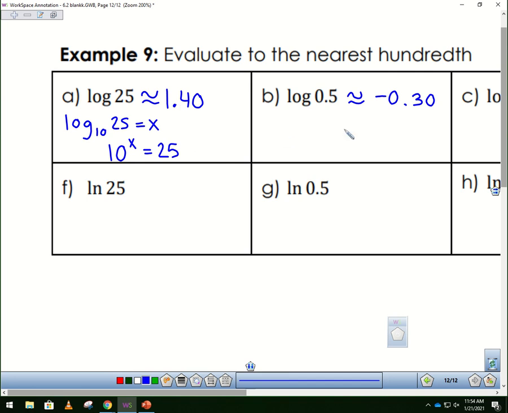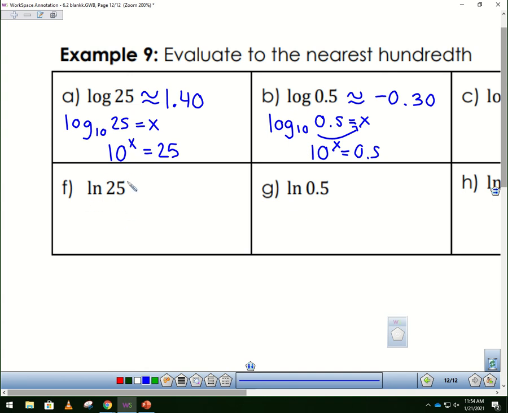Does that make sense? Over here, this is log, assume base 10, of 0.5 is equal to x. We take 10 to the power of x, which is equal to 0.5. And if you take 10 in the calculator and put it to the power of negative 0.30, you're going to get approximately 0.5. So you can check your work doing that too.